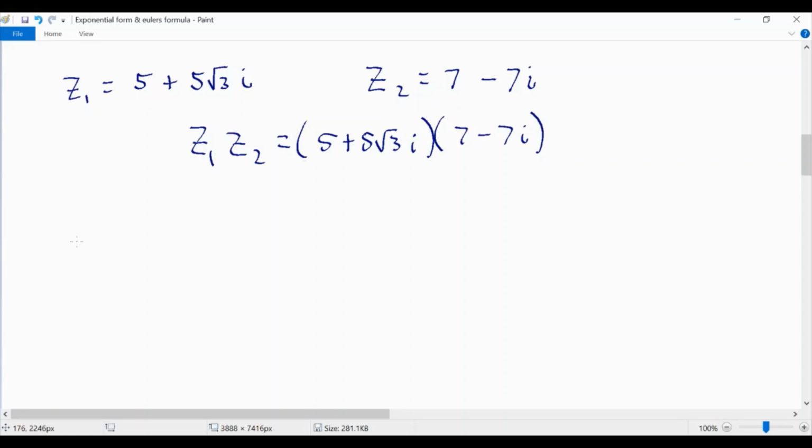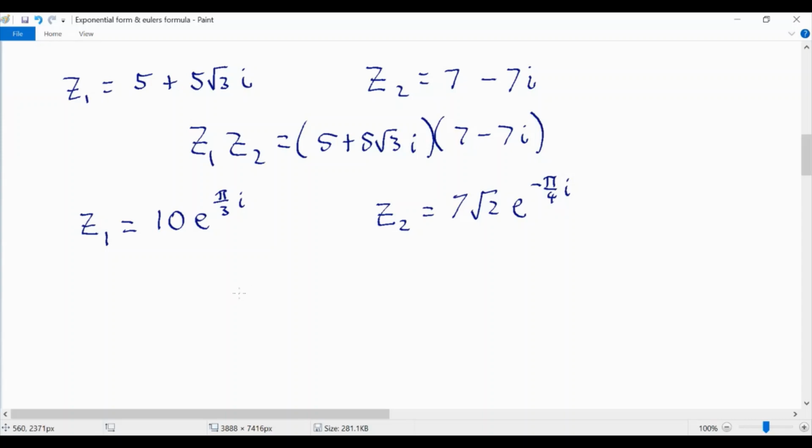So, you know what? It would be a lot easier if we looked at these complex numbers in exponential form, because z1, 5 plus 5 root 3 i, would have a modulus of 10, and it has an argument of pi over 3. So writing it in exponential form, it'll be 10 e to the pi over 3 i. And doing a similar thing to z2, 7 minus 7i as an exponential form complex number would be 7 root 2 lots of e to the minus pi over 4 i.